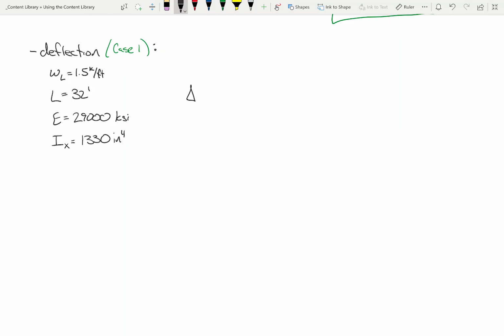So if I was calculating the maximum live load deflection, how would I calculate that? What's the formula? You would find that in table 3.22, and table 3.22 states that the maximum deflection for a simply supported beam subjected to a uniformly distributed load is 5wL^4 over 384EI. Does everybody see that? Okay, so let's start chugging stuff in.